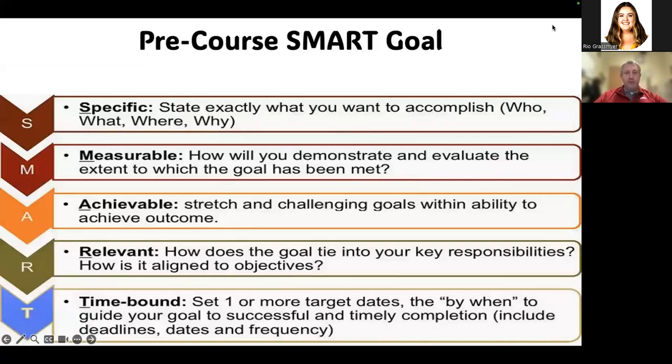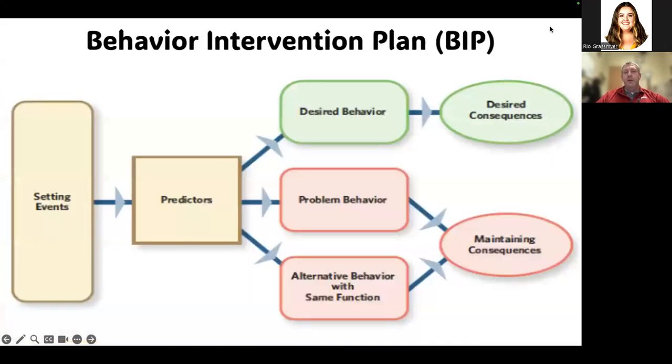Relevant: again, make sure your goals are relevant to your program and the key responsibilities of your program. And then time bound: set one or more target dates, the by when, to guide your goal to successful and timely completion. These are also important and are going to help you meet your goals throughout the classroom. This, for me, was a game changer.